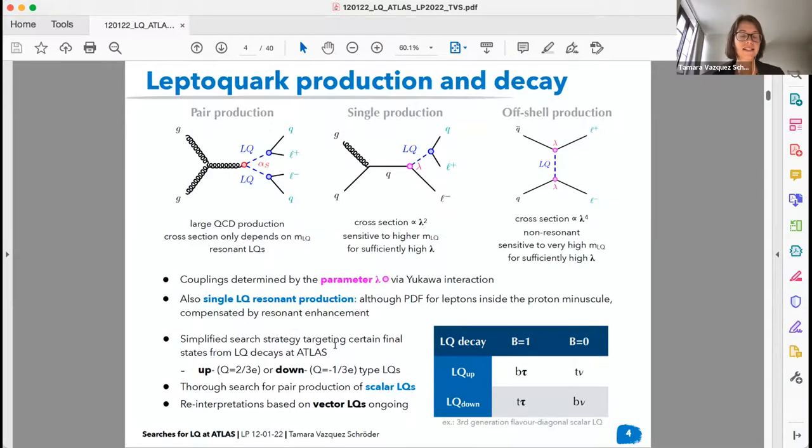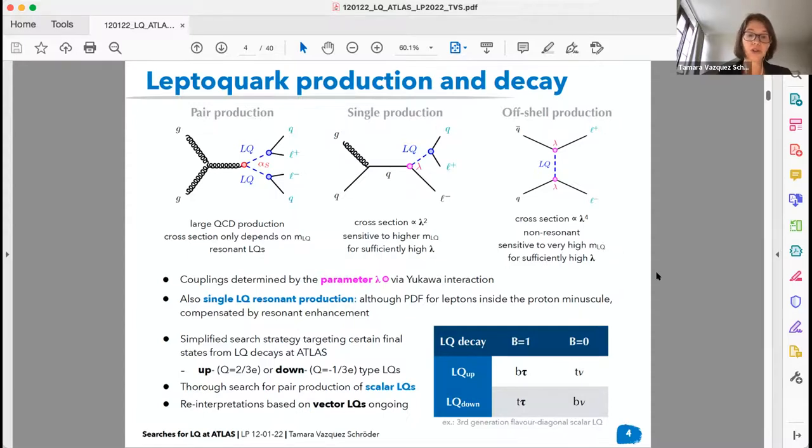As I said, in ATLAS we started with a simplified search strategy that targets certain final states. We're looking for what we call up and down leptoquarks that have these fractional electric charges. Additionally, aside from the lambda parameter, we also have this B, or branching ratio, parameter that indicates the decays either into neutrinos or charged leptons. I give you in this table the example of the third generation flavor diagonal scalar leptoquark decays. And of course, as you will see later, we'll also be interested in the points in between one and zero.